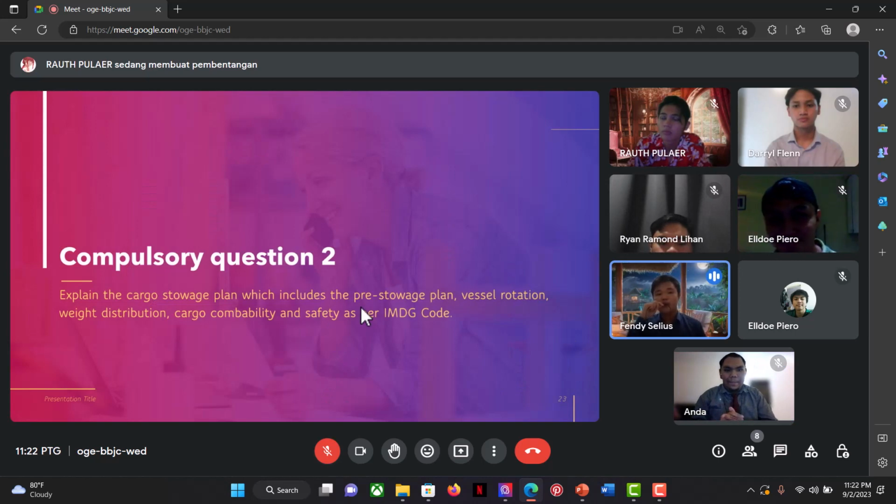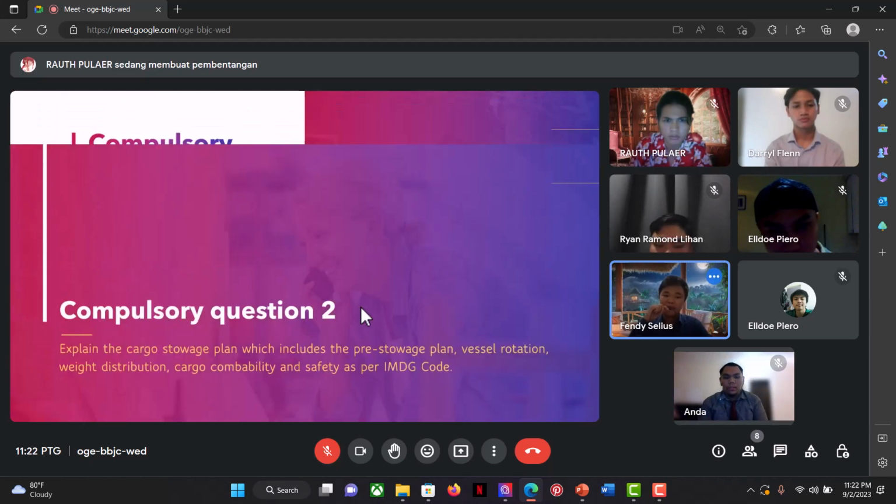Next is compulsory question 2. I read the question: explain the cargo storage plan including the port storage plan, vessel rotation with stabilization, cargo compatibility, and safety as per IMDG code.